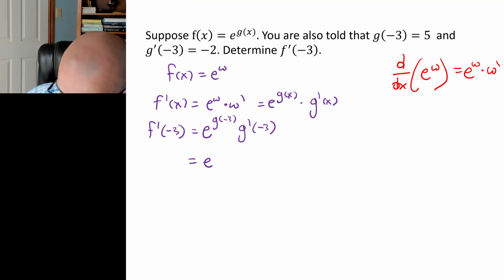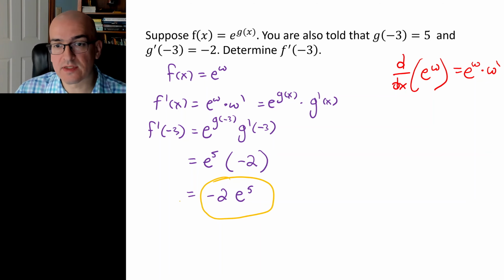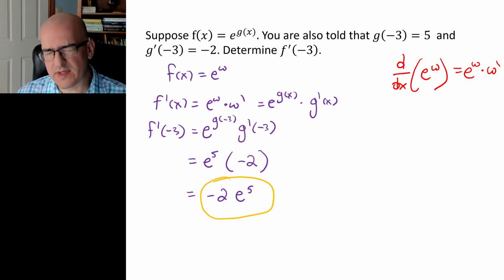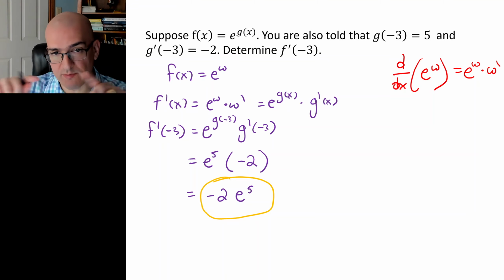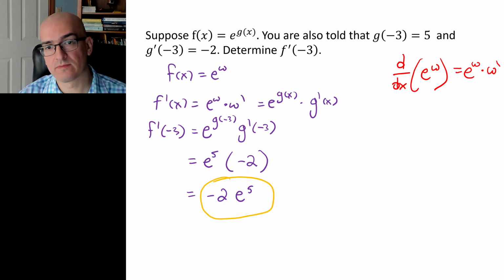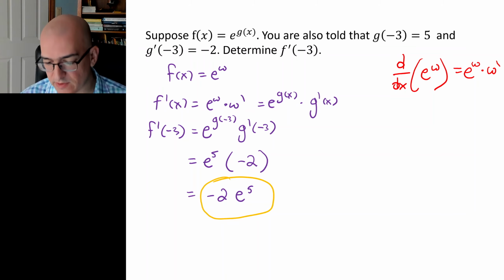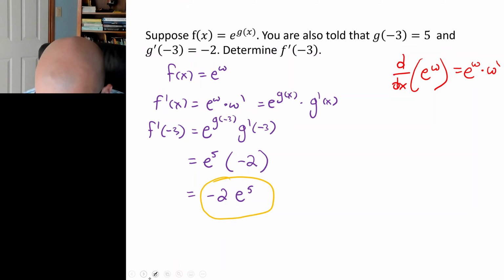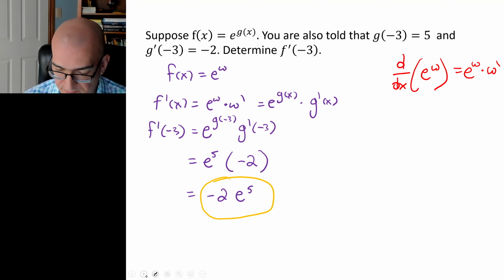What is g of negative 3? It's 5. What is g prime of negative 3? It's negative 2. And then we would write this in standard form, negative 2 e to the power of 5. Keep in mind, just be cautious when you're reading this, that only the e is raised to the power of 5. The negative 2 in front is not. If you wanted to raise both things to that power, you would need brackets around those two terms in front. So just be cautious when you're simplifying, not to break the rules of exponents.